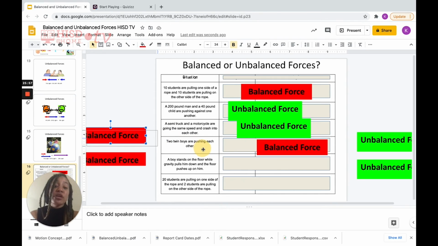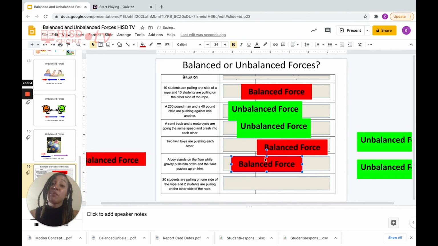Now, if for some reason the boy fell through the floor, then we would be experiencing unbalanced forces. But the boy and the floor are exerting the same amount of force on each other. Therefore, we call this balanced forces.